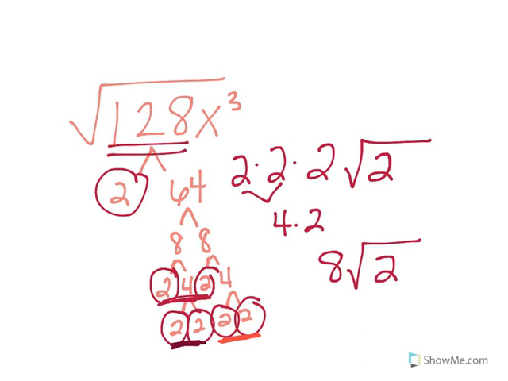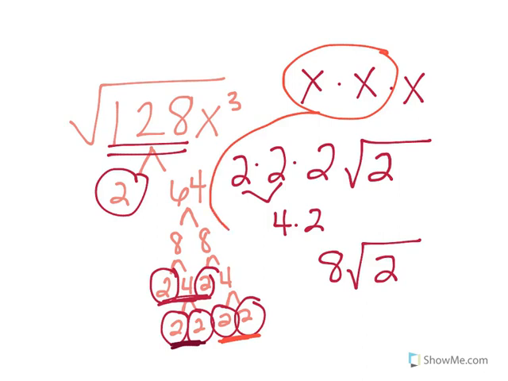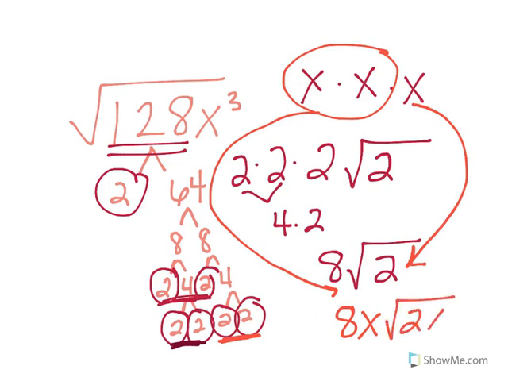Now I have to go back through and say, okay, how many pairs of x's are in x to the 3rd? Well, if you think about this like x times x times x, then you'll realize that you have 1 pair of x's. So the 1 pair of x's can also come out. And we're going to write that next to our 8 because it's out. And then I have another x that has no pair, so it's going to stay in with the 2. So the simplified version would be 8x square root of 2x.